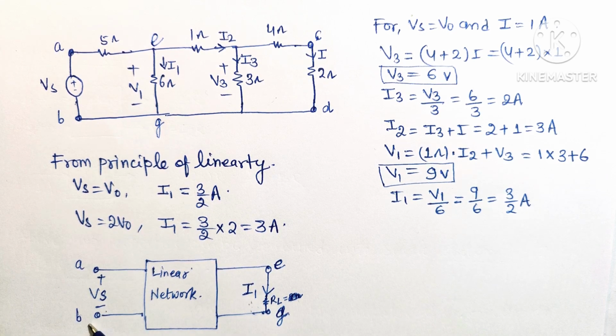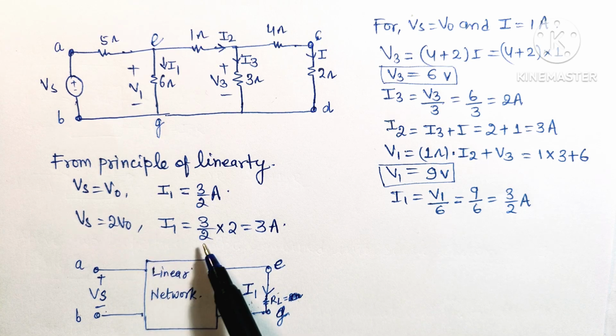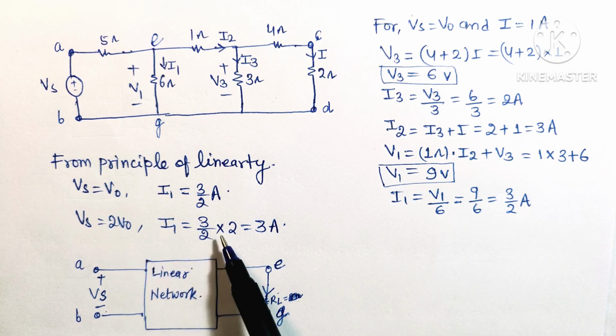If Vs is equal to 2 V naught, then I1 can be found as follows. As this is a linear circuit and we have twice our input voltage, the output current will also be multiplied by 2. So the 3 by 2 ampere current will be multiplied by 2, and the output current will be equal to 3 ampere. If the input voltage is 2 V naught, then the output current I1 will be equal to 3 ampere. In this way, we can apply the principle of linearity in a question to find the solution of our problems.